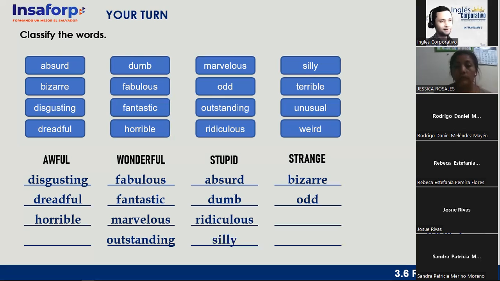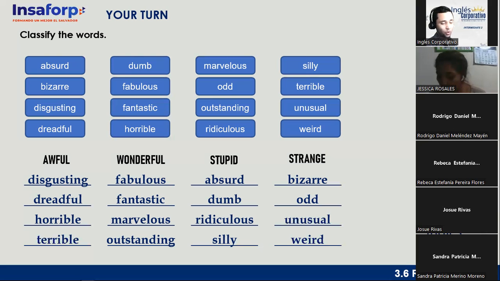Terrible. Who can tell me? Awful. Okay, Josue, thank you. It goes in the awful category too. Okay, terrible. There you go. Then the next one, unusual. What about unusual? Where would you put this? Well, ya no hay más opciones, but unusual goes in the strange category, of course. Okay, and also weird. ¿Para qué preguntar si ya solo quedaban esas dos en la misma categoría? Okay, so there you go.